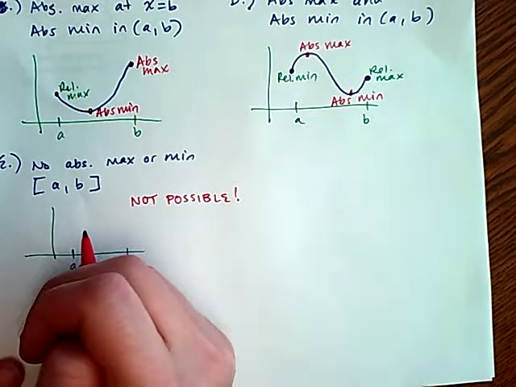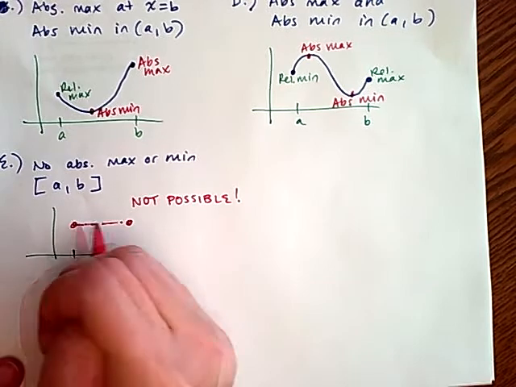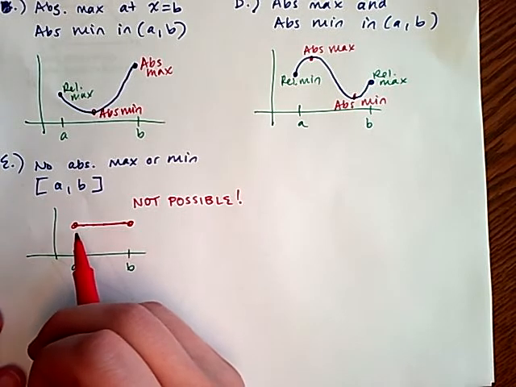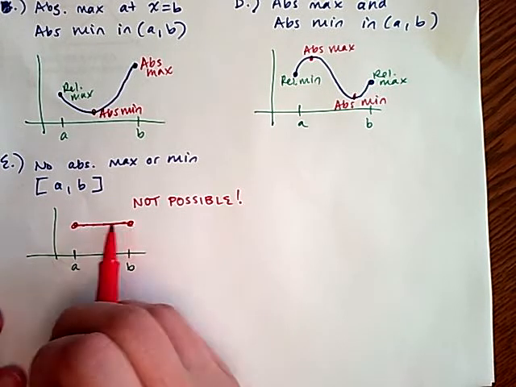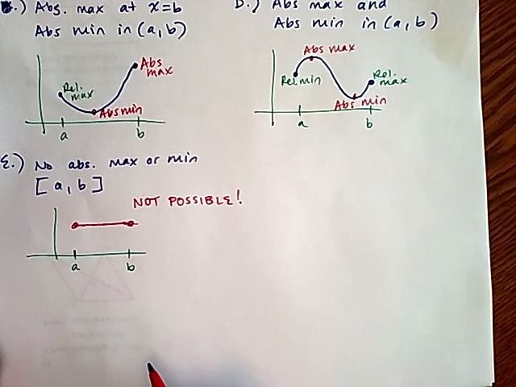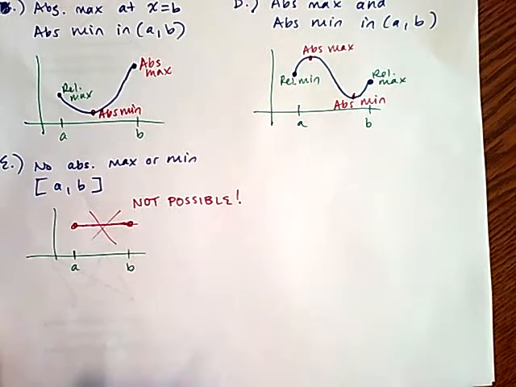Even if I just drew a straight line, something like that, then I would say that the absolute max and the absolute min are the exact same value, whatever value of y this is, and they occur at every single x value. So a max or min could occur at more than one x value. So that doesn't work. It's not possible for this to occur.